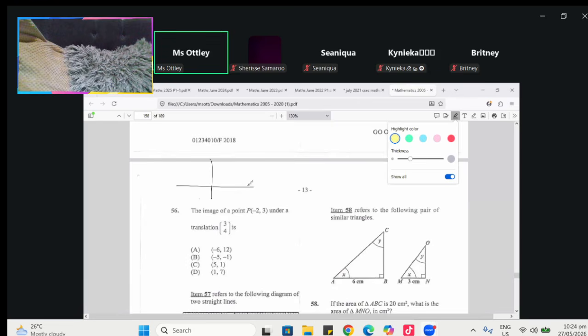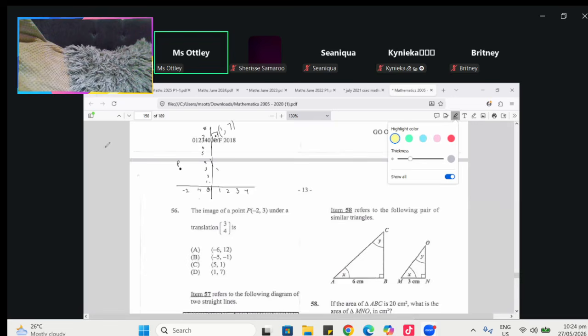So look at this. I'm doing a makeshift graph here. This is 0, -1, -2. 1, 2, 3, 4. Then I have 1, 2, 3, 4, 5, 6, 7, 8. My first point is at -2, 3. So that's here, that's P. And I am moving P 3 places to the right. So that's 1, 2, 3. So I know that definitely it is going to be 1 on the x. And then I need to move 4 places up. So from here I go 1, 2, 3, 4. I am now here at 1, 7.